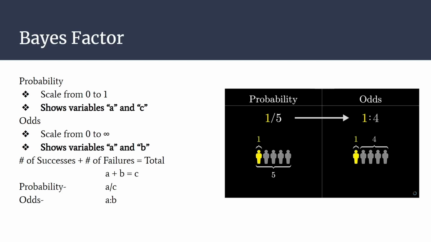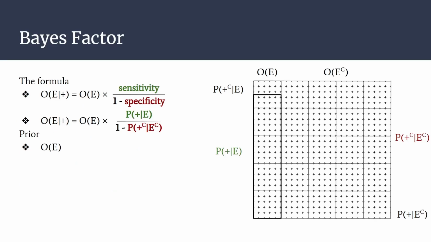Really, it's that simple. Probability is used more commonly in everyday life because it runs on a 0 to 1 scale that can easily be converted into a percent. Again, the formula finds positive predictive value in terms of odds by multiplying the prior by the Bayes factor. On the left side of the formula, positive predictive value in terms of odds shows the ratio of true positives to false positives. And by using clever algebra, you can find this ratio by knowing the sensitivity and specificity in terms of probability and the prior in terms of odds. Got it? Great. Let's put it into practice.